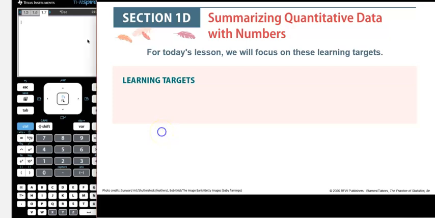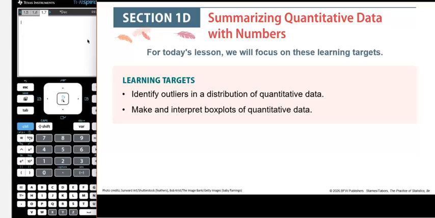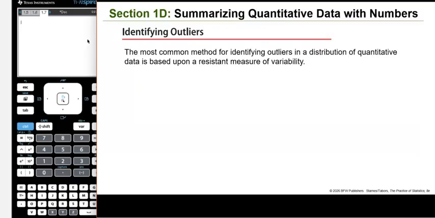Okay, today we're going to do two things. Learn to identify outliers. There's a formula for that. And then make and interpret box plots. Kind of fun, really fun to do on your calculator.